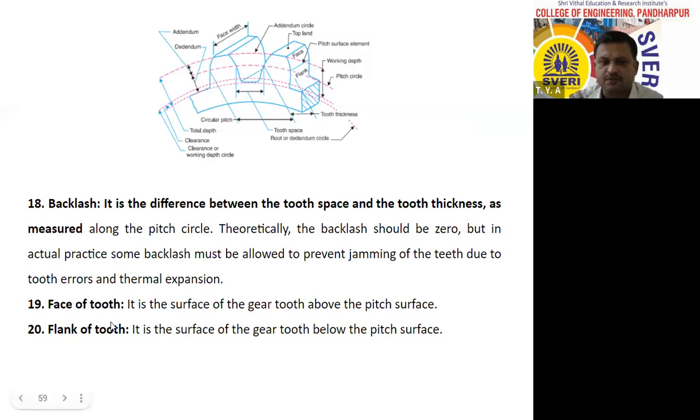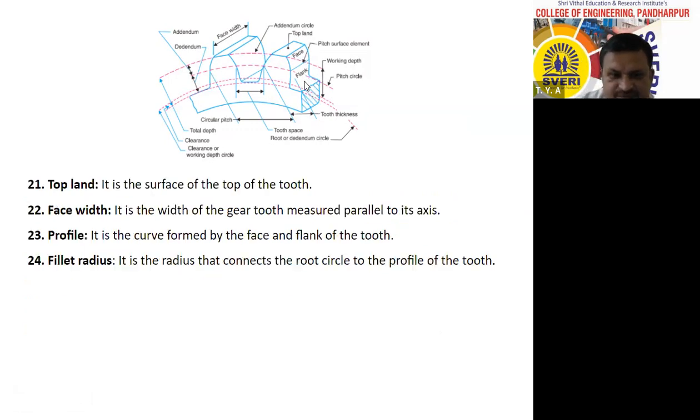Next is face of the tooth. It is the surface of the gear tooth above the pitch surface. Flank of the tooth is the surface of the gear tooth below the pitch surface. See that this is the pitch surface. The surface which is above the pitch surface is known as face. The surface which is below the pitch surface is known as flank.